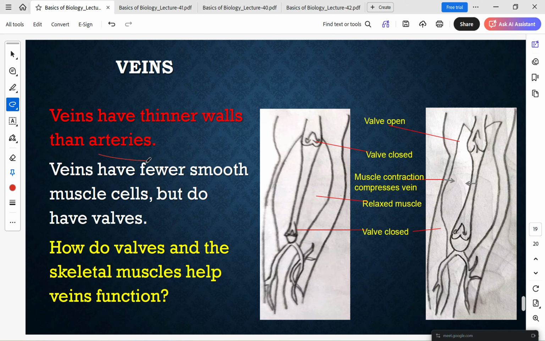However, they do need to have valves, which prevent the backflow of blood. So at different places the veins have valves like this, which allow for only unidirectional flow of blood. It does not allow for a bidirectional flow of blood. This is also very essential to make sure that the blood does not mix.